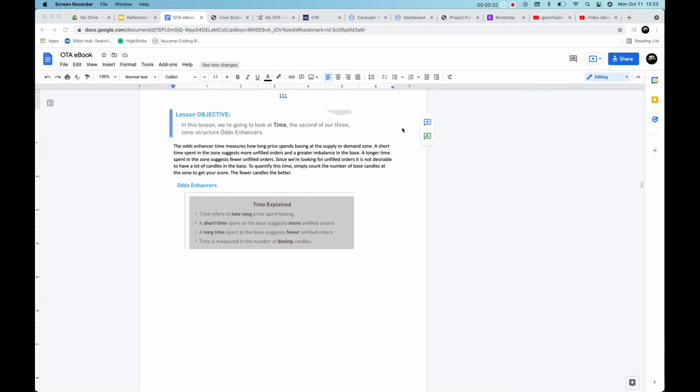Since we're looking for unfilled orders, it is not desirable to have a lot of candles inside the base. Now, to quantify this, simply count the number of base candles at the zone to get your score. The fewer candles, the better.